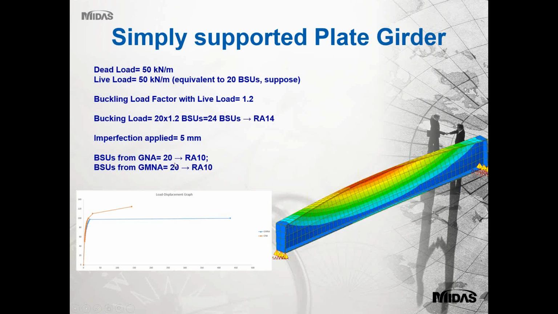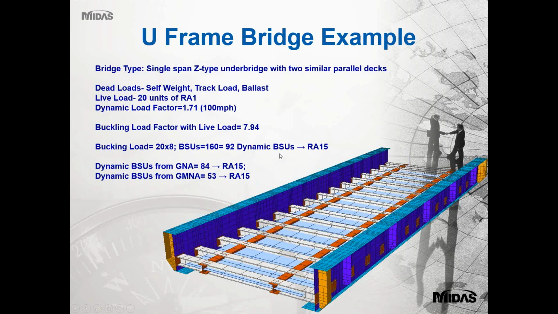So from the geometric nonlinear as well as from the geometric material nonlinear, we get an RA10 rating for the bridge. So the same concept we apply on a bigger model, on a U-frame bridge model. In this model, we have applied a few more realistic loads: self-weight, track loading, ballast conditions. This is a Z type of section. The main girder is a Z type of section, and we have got stiffeners at some equal intervals. And the dynamic load factor for 100 mph speed is 1.71. So we will look at the results for this analysis.